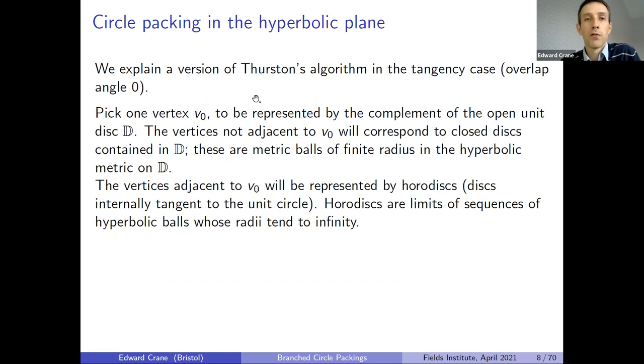And if you think about the group of Möbius transformations which act on the unit disk, that's going to act on the set of all possible packings. And it also happens to preserve the hyperbolic metric. And so it's quite natural to think of working with the hyperbolic metric and think of the disks that you're trying to pack inside the open unit disk as being either metric balls of the hyperbolic metric with finite radius. So those are the ones which are strictly inside the unit disk, or they're what are called horo disks. So horo disks are what you get in the hyperbolic plane from a disk which is internally tangent to the unit circle.